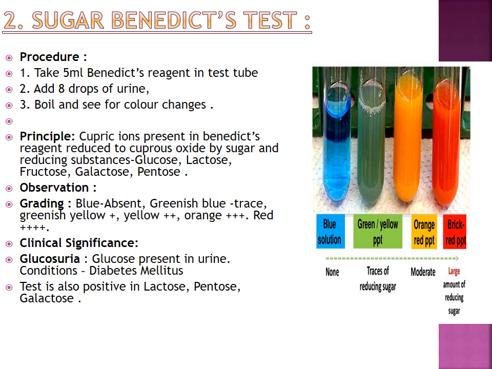So this is the semi-quantitative result of the urine sugar test. The principle is that cupric ions present in Benedict's reagent are reduced to cuprous oxide by sugar and other reducing substances like glucose, lactose, fructose, and the color changes according to the concentration of the reducing substances. Glucose present in urine is called glucosuria, and it is seen mainly in diabetes mellitus or over-intake of carbohydrates or sugars.